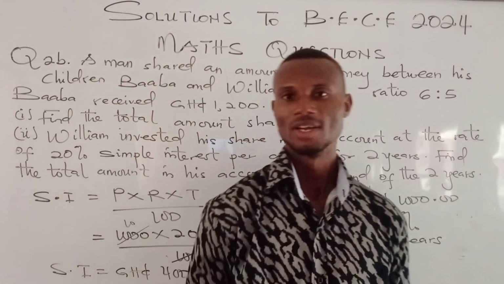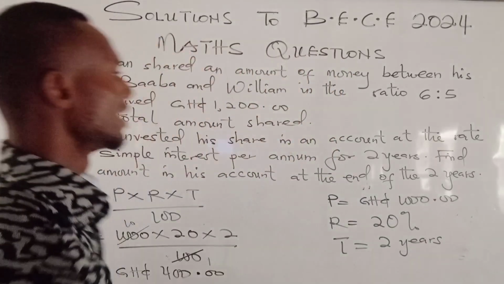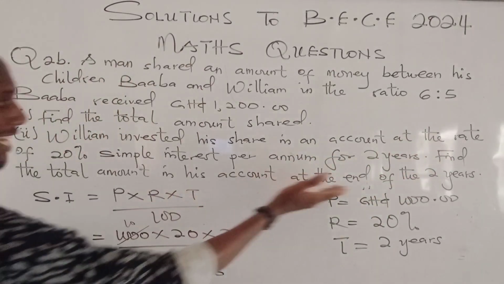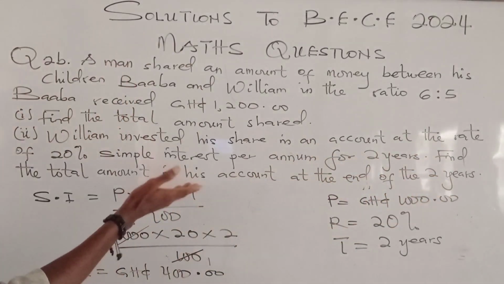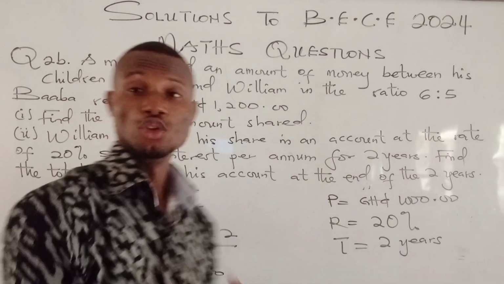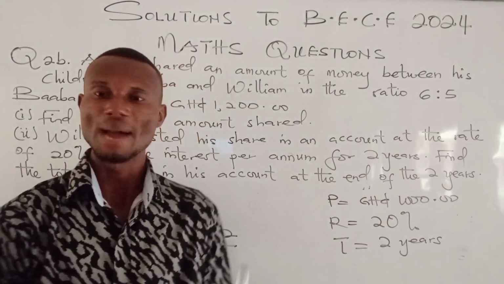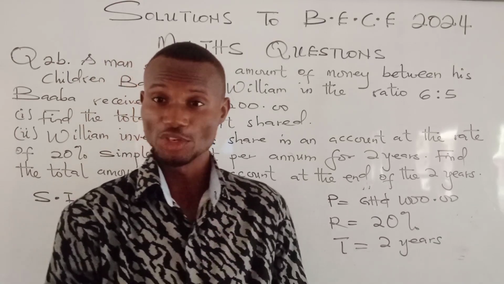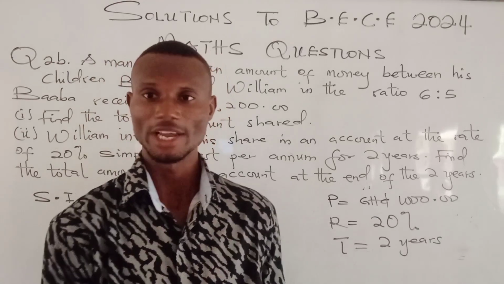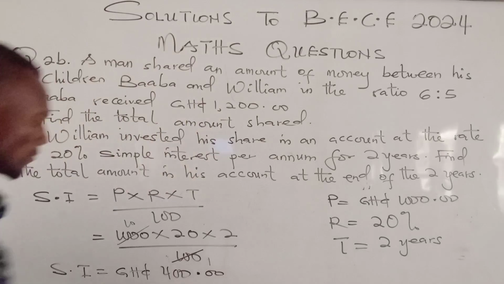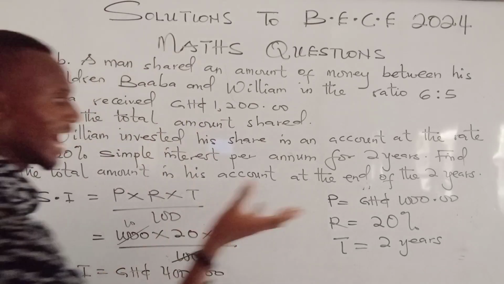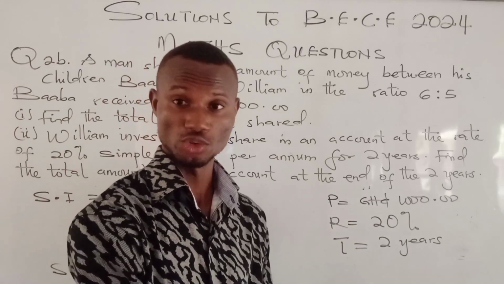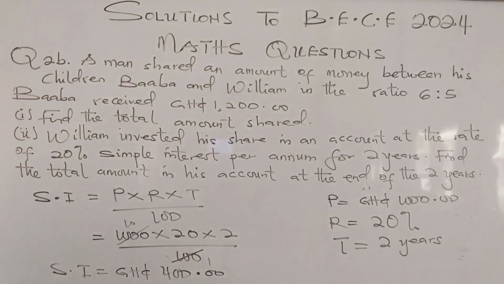We are not done. The question asks us to find the amount at the end of the 2 years, and I've explained to you that the amount will be equal to the principal plus the interest that he got. We found the interest, which is 400 Ghana cedis, so we just need to add it to the principal, and that will be the amount at the end of the 2 years. So let's go ahead and do that.